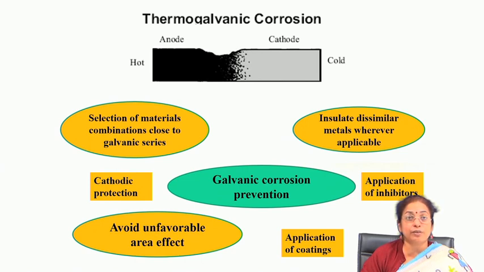Whenever you have the possibility of galvanic coupling, you choose the anode which has a much higher area than that of the cathode, which is beneficial because it will reduce the current density and, as a result, the corrosion rate of the anode.